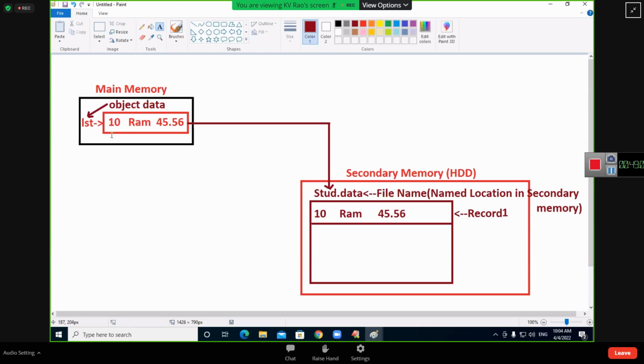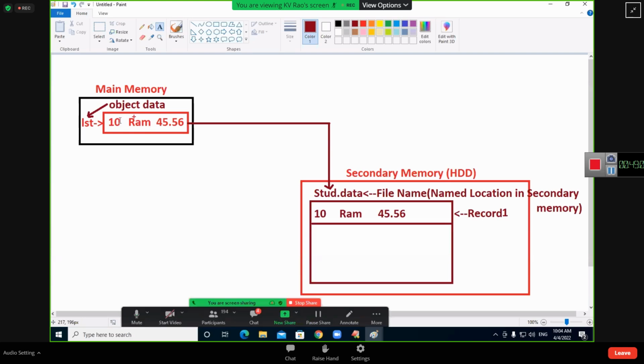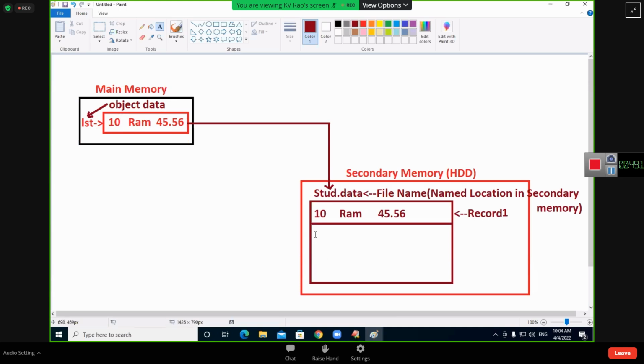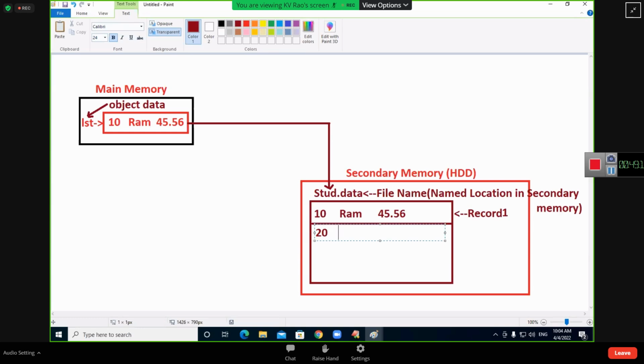Another data is there. In the while loop, I will keep the data in the main memory. I will go on keeping my data. Second data is also coming. Second data 20, something like Raj, something like 22.22. This is called one more record. Next 30, something like Vij, something like 44.44. Something like 40, something like Pij, 22.33. Like that, I'm just going on taking.